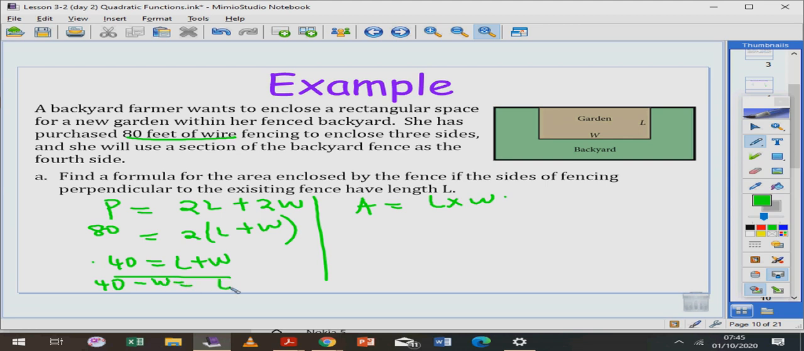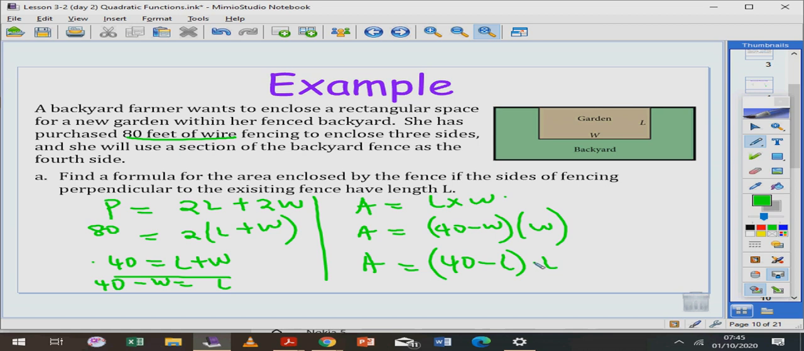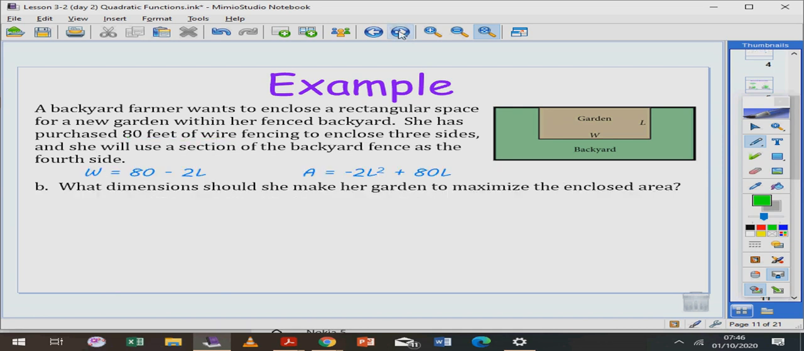So my area is L, which is 40 minus W, times width. Or if someone else had used a different substitution, they would get an area of 40 minus L, times L. So that is going to be your expression for the area, and if I expand it out, 40L minus L squared becomes a quadratic expression. So yeah, the width is 80 minus 2L, and the area is 2L squared plus 80L.